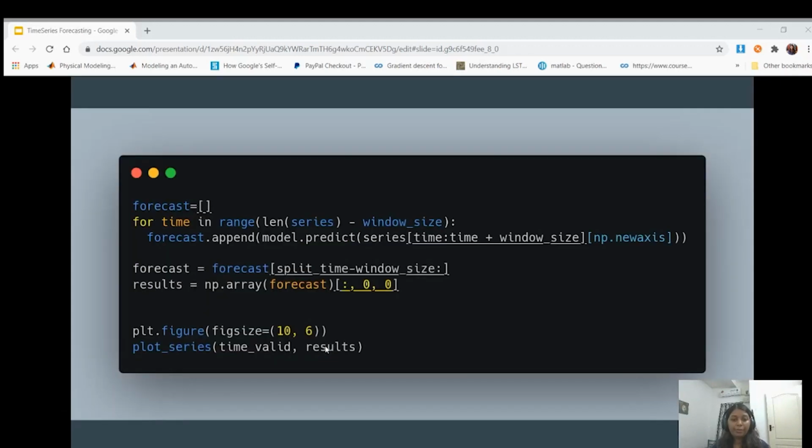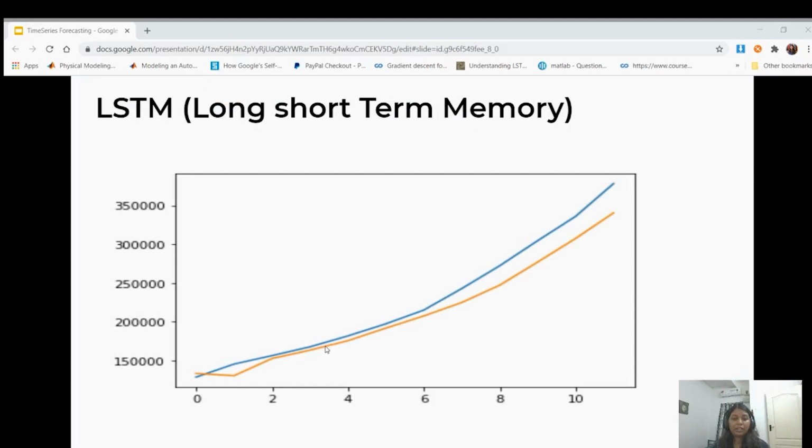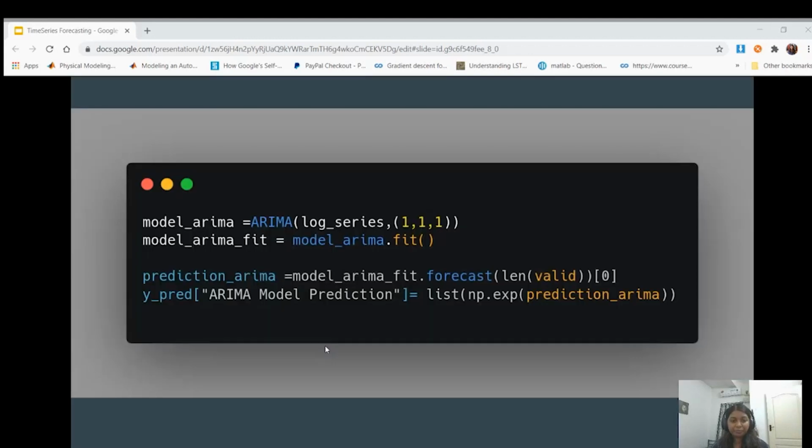So now if you want to predict, this is the output of the LSTM. Okay, you can see that it's following the trend very well, and it's very close to the actual.